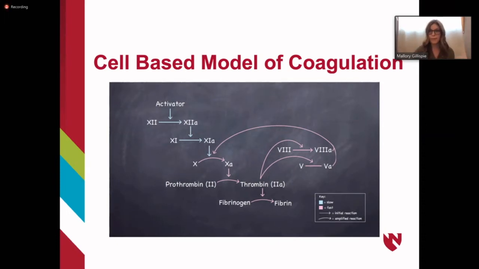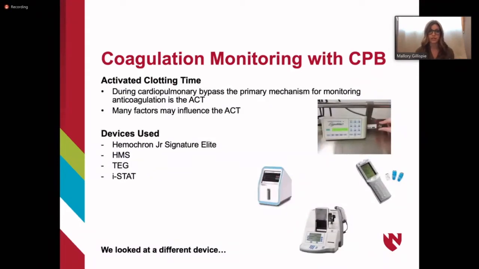And so while we're on bypass, it's important that we are monitoring our patient's coagulation status. The main indicator that we typically use would be our activated clotting time. And there are many, many factors that can influence a patient's ACT, whether that's hemodilution, temperature, the type of surface that you're using, coagulation factor deficiencies, as well as honestly, even the device that you use. Some of the most common devices used are the Hemochron Junior Signature Elite, the HMS, the TAG, as well as the iStat. But Sarah and I decided to see how a different device compared to these.